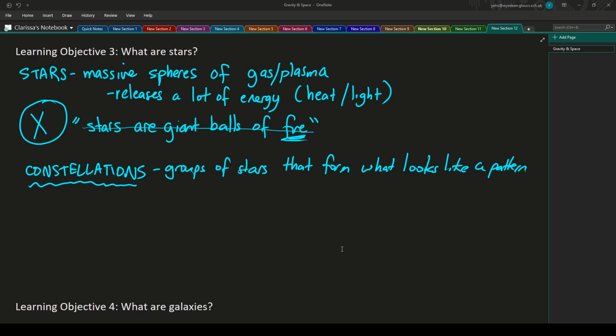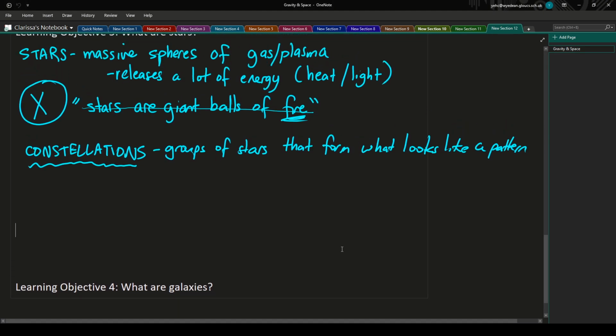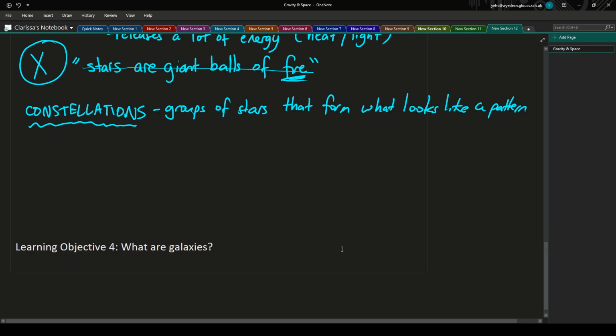Yes, Millie, very good question. Stars do move, because the next thing we're going to talk about is that stars also orbit.